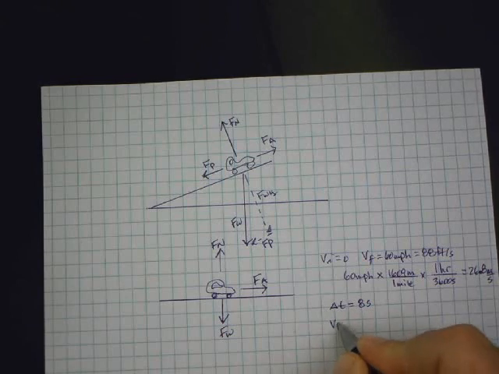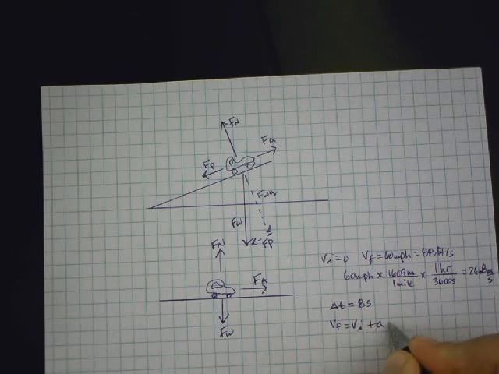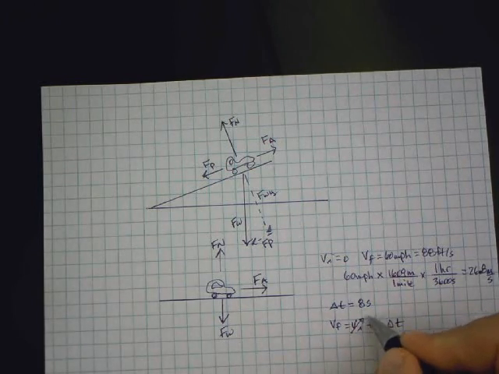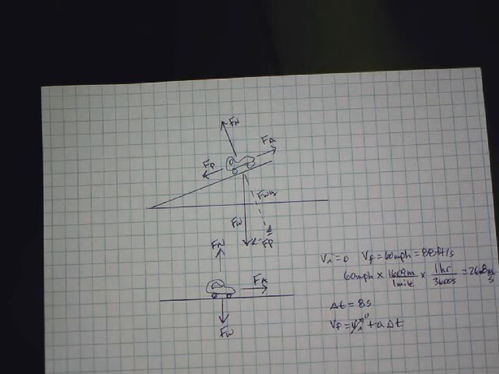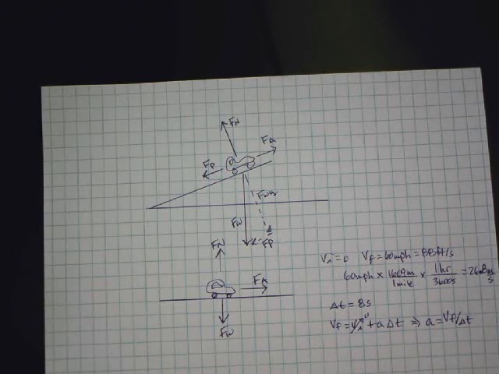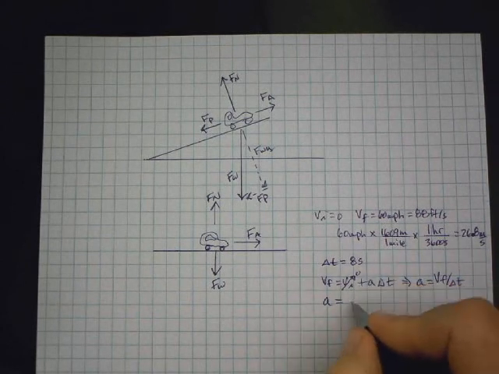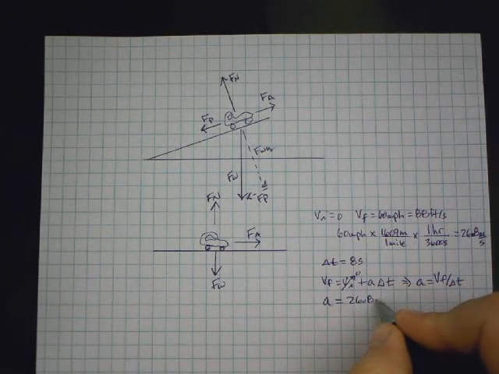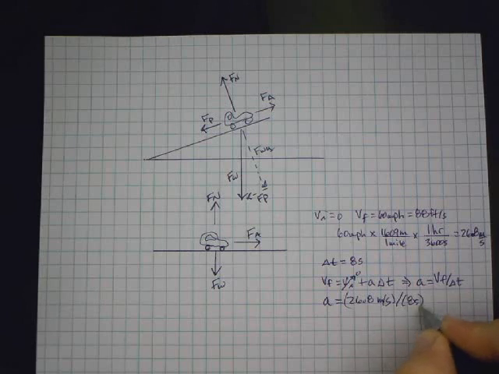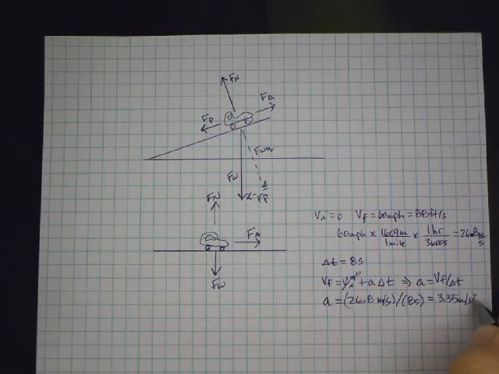So I could use my first equation of motion, Vf equals Vi plus A delta T. We're going to solve for A. We started at rest, so that's 0. And therefore, A equals Vf over delta T. So A is going to equal 26.8 meters per second divided by the 8 seconds, which gives us 3.35 meters per second squared.